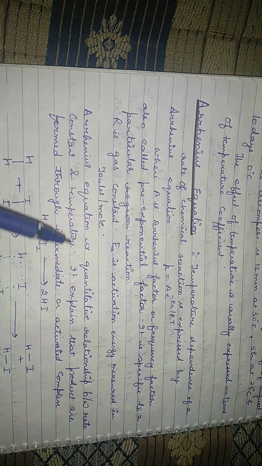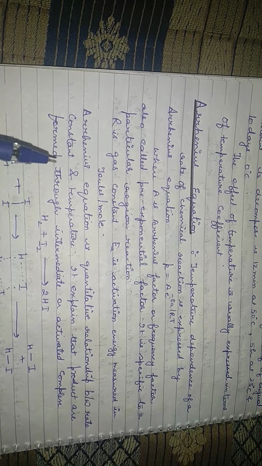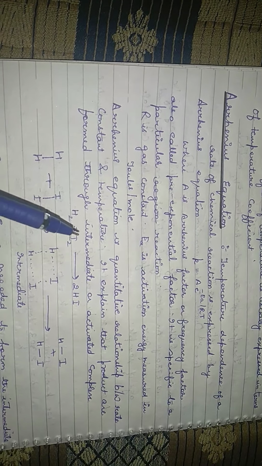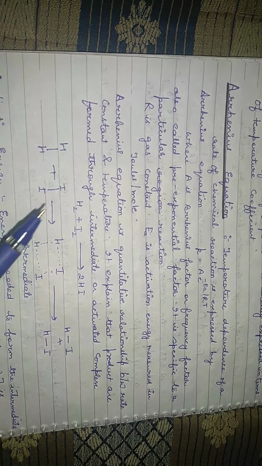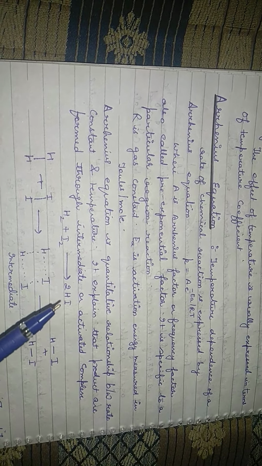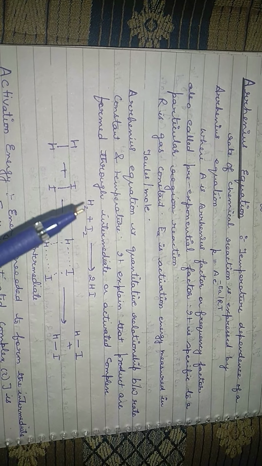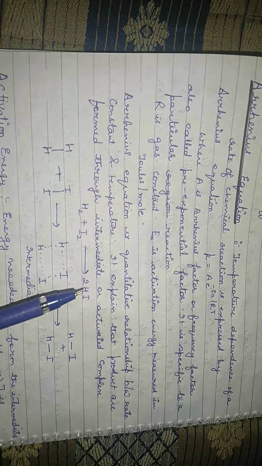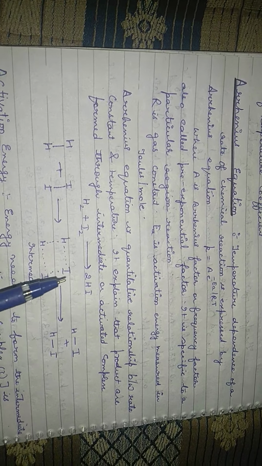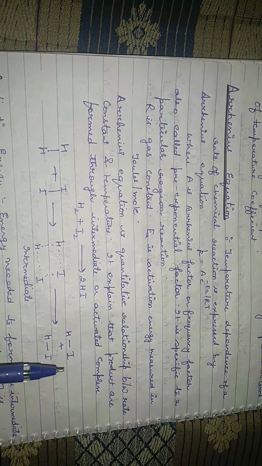So the Arrhenius equation is a quantitative relationship between the rate constant and the temperature. It explains that products are formed through an intermediate or activated complex. Here I have written a reaction where hydrogen reacts with iodine to form hydrogen iodide. This is the intermediate formation I have shown. Normally we write down this reaction only, but there is a formation of an intermediate according to Arrhenius. From this we will get 2 moles of hydrogen iodide.